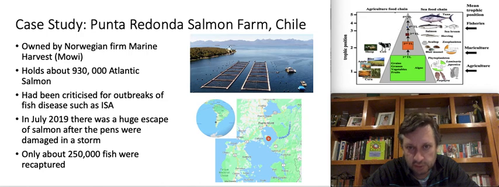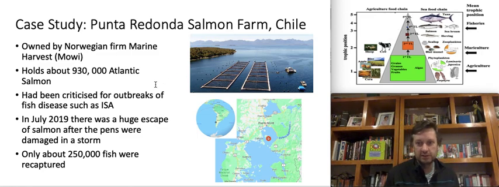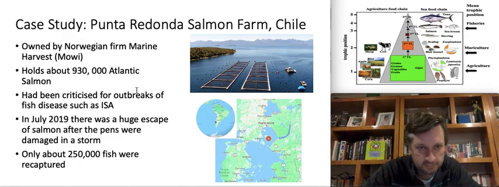You can see it's an open system, so the fish are in these huge pens. I don't think this really does justice to how big the fish farm is. This is a reasonably sized boat here, which you can just about see. And obviously it contained, at its peak, about 1 million fish. So these are huge pens.